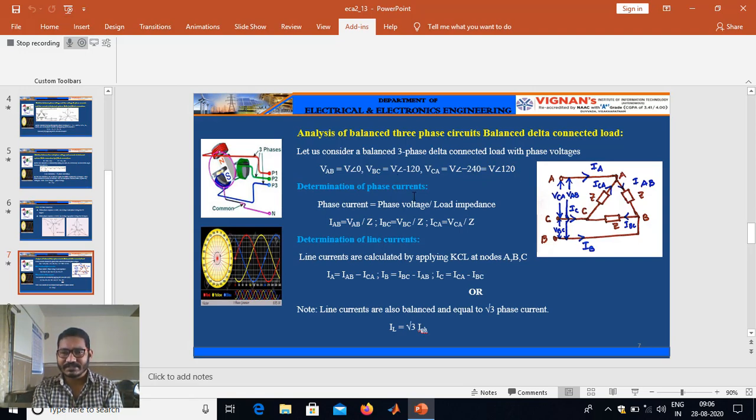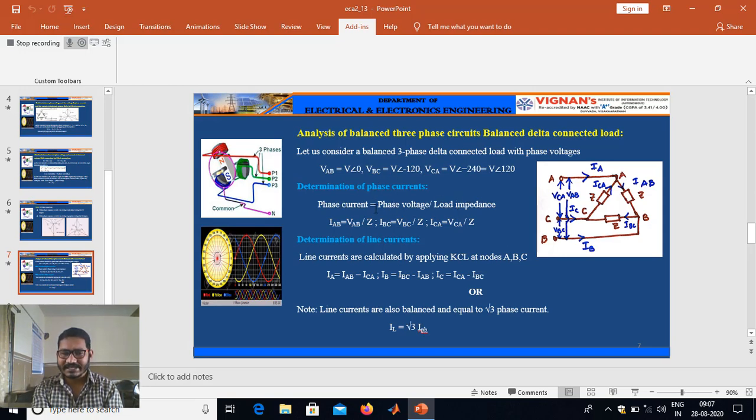Suppose you want to find the phase currents. Before finding the line currents, you have to find the phase currents first. Phase current IAB equals the voltage across A to B, VAB, divided by the load impedance. Phase current equals phase voltage by load impedance, so IAB equals VAB by Z. Similarly IBC equals VBC by Z, because for the current flowing from B to C, the voltage across it is VBC and the impedance is Z. Similarly ICA equals VCA by Z. These are the phase currents you can find.